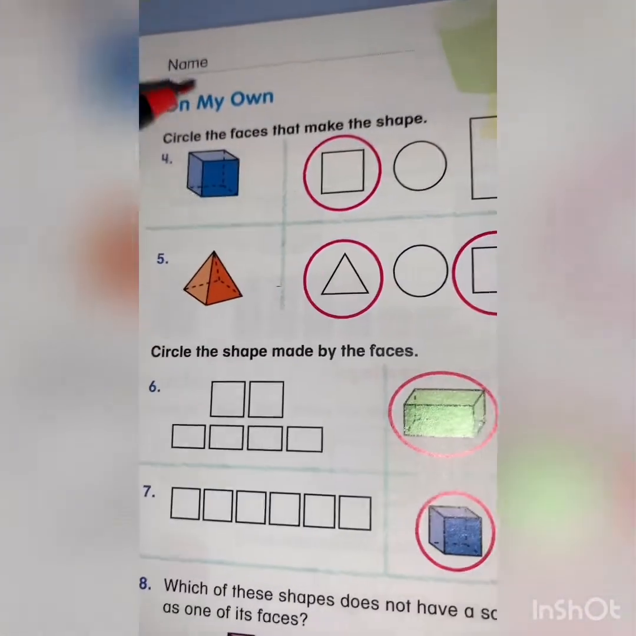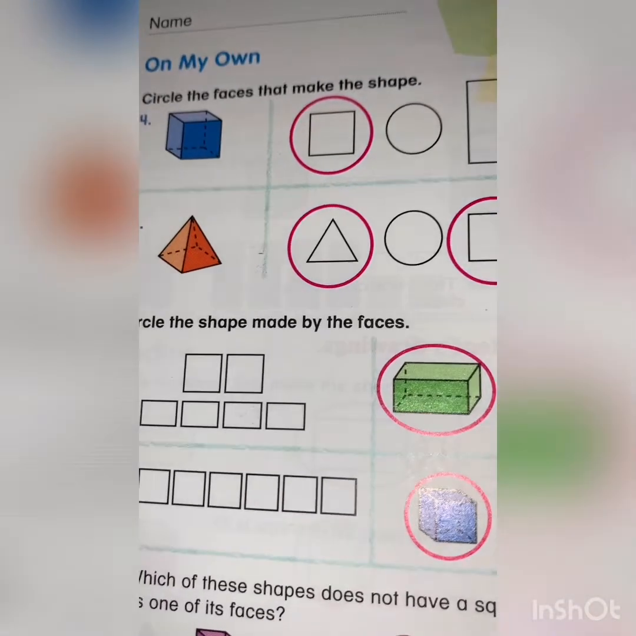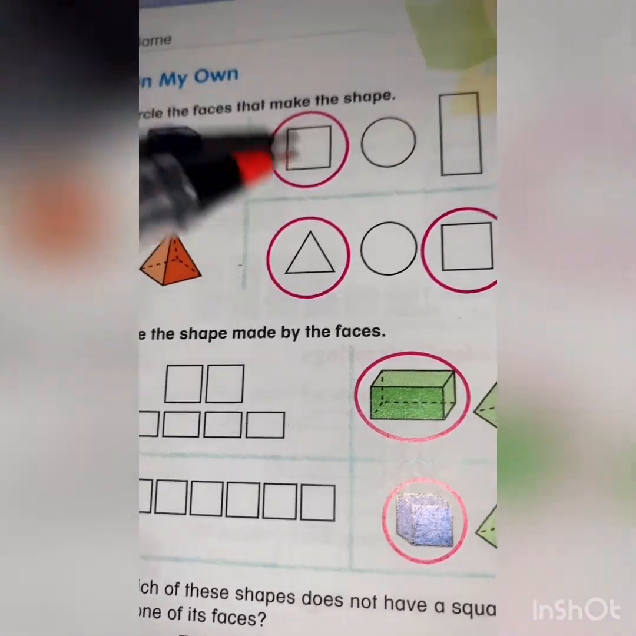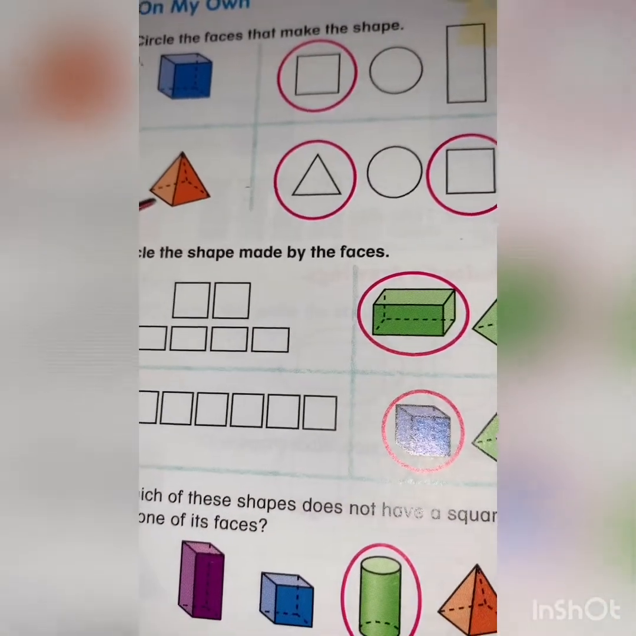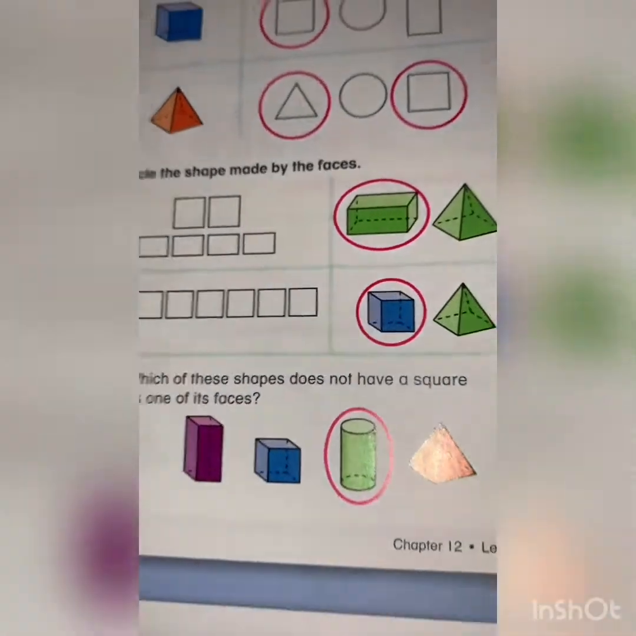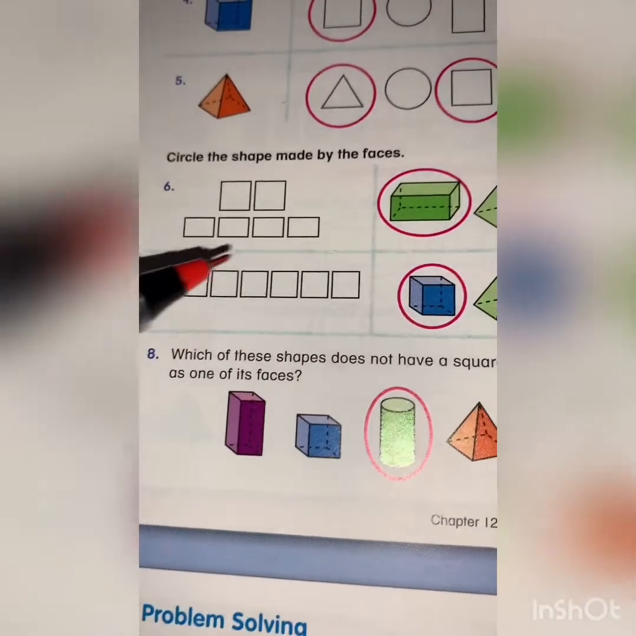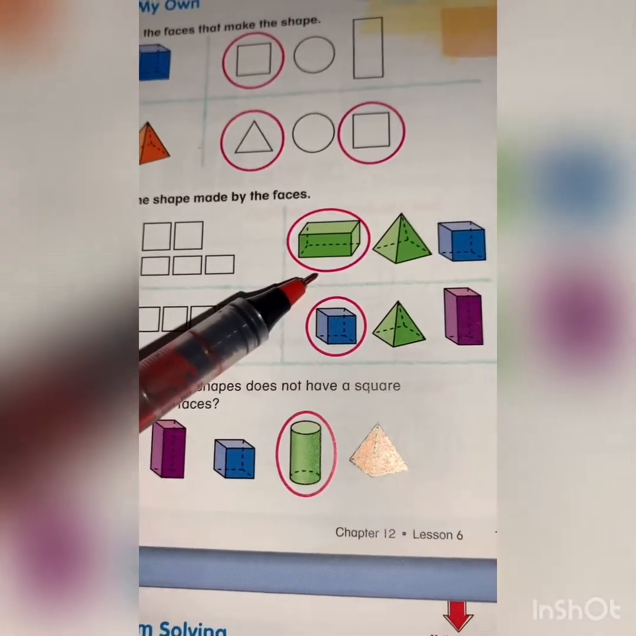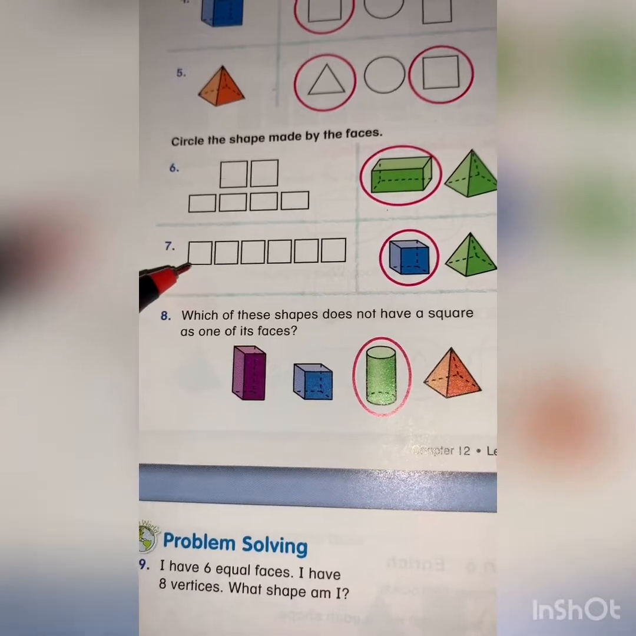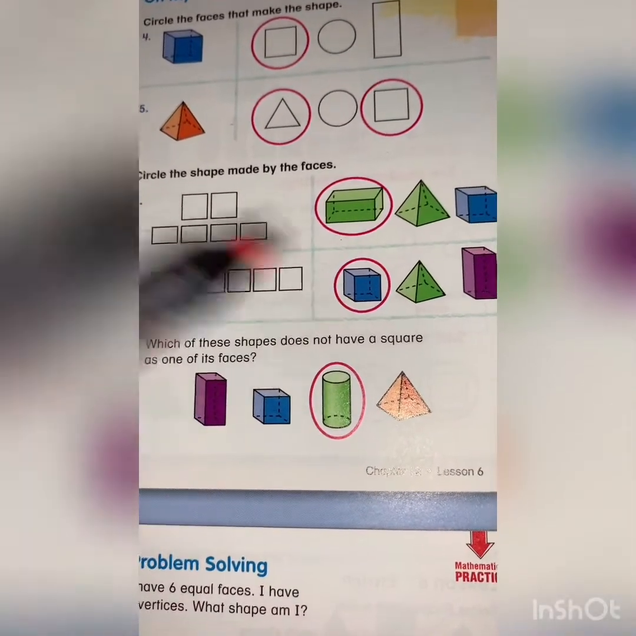Here, let's have a look. Circle the faces that make the shape. Concerning the square, we know that the square has equal faces, which is a square, nothing else. For the pyramid, we have triangle and square. Here we need to circle the shape made by the faces. If I have rectangles and squares together, I will have for sure a rectangular prism. As for this, if I have all of them squares, so I will have, yes, good job, cube.